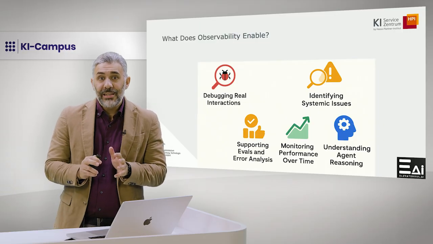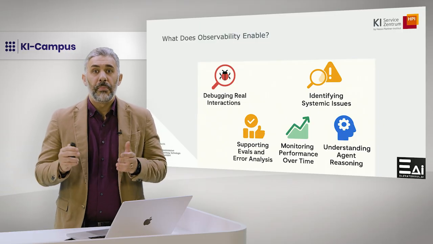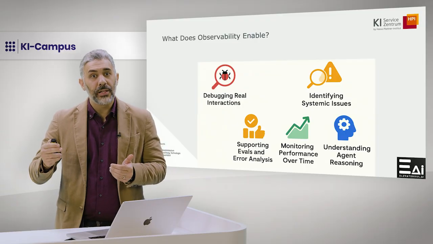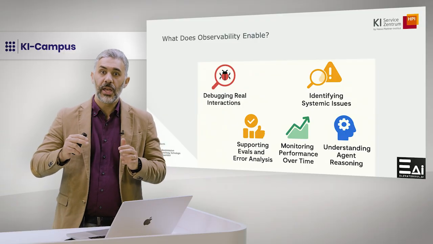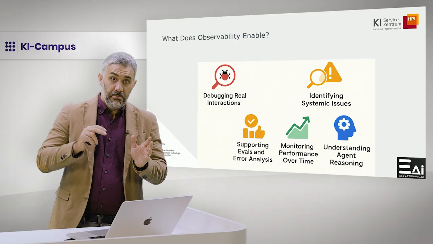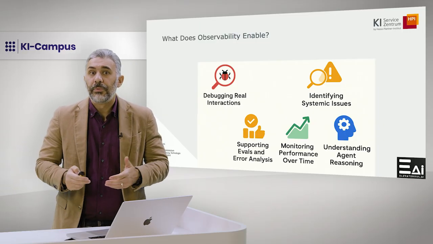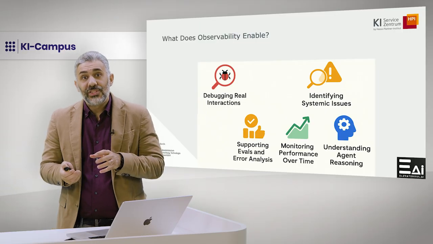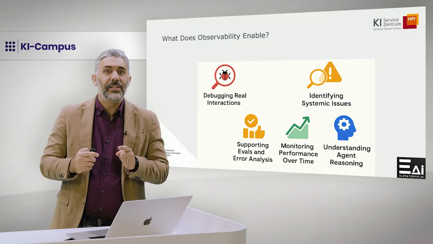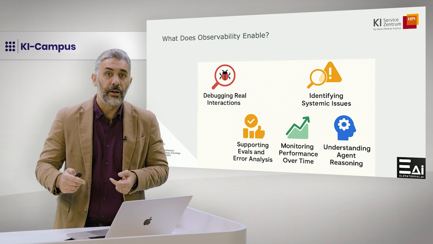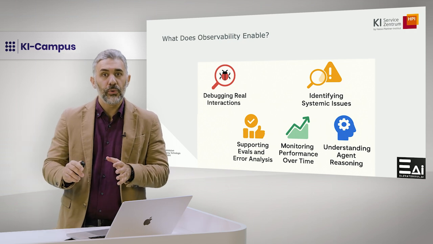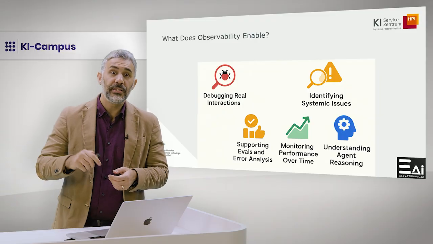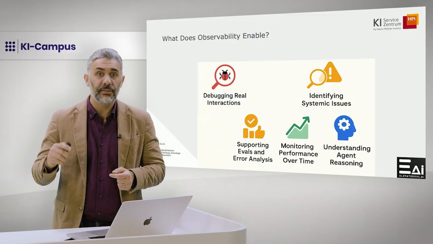The next one is identifying systematic issues. By looking across many traces, observability helps you spot recurring failure patterns such as bad prompt behavior, misfired tools, or unreliable retrieval. The next one is supporting evals and error analysis. Observability provides the raw data for eval workflows. You can pull real examples, categorize failure modes, and build eval datasets directly from traces.